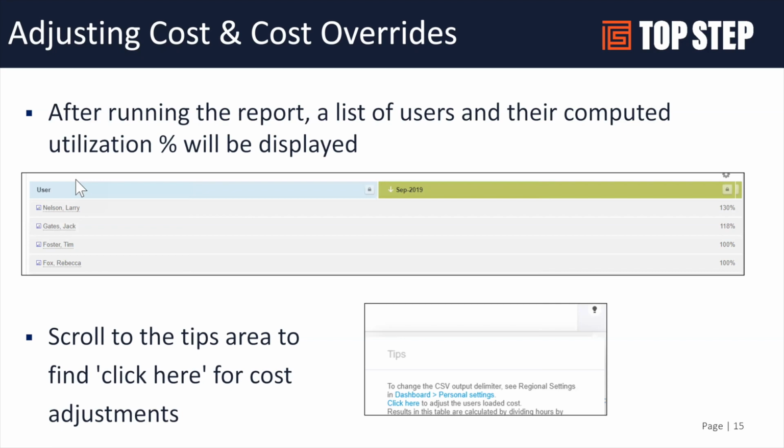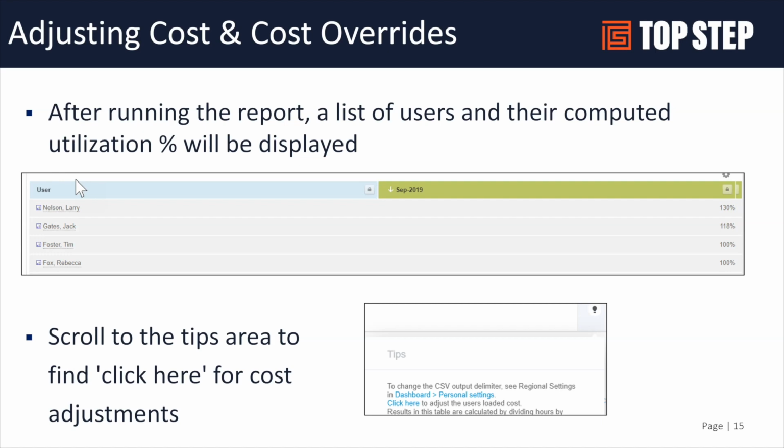When you run the report, you'll get a list of users with different utilization percentages. In this example, Larry Nelson and Jack Gates are at 130% utilization based on how I set the report up. So then what I would do is go back to the report and filter on only Larry and Jack, or you could filter anybody that's less than 100%. Because for 100% folks, you're just going to use their costs and set it to divided by 1, which won't change their cost. So it won't affect anything.